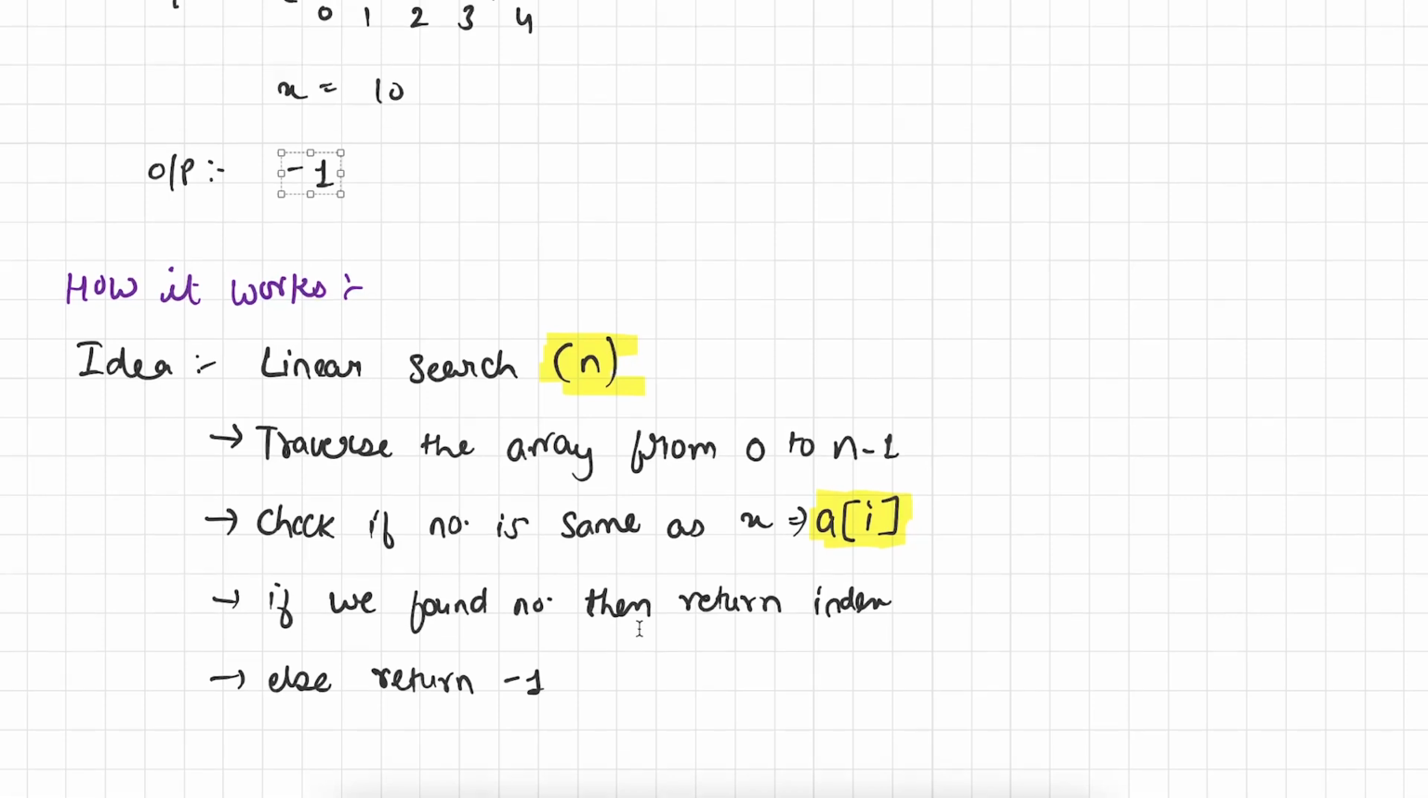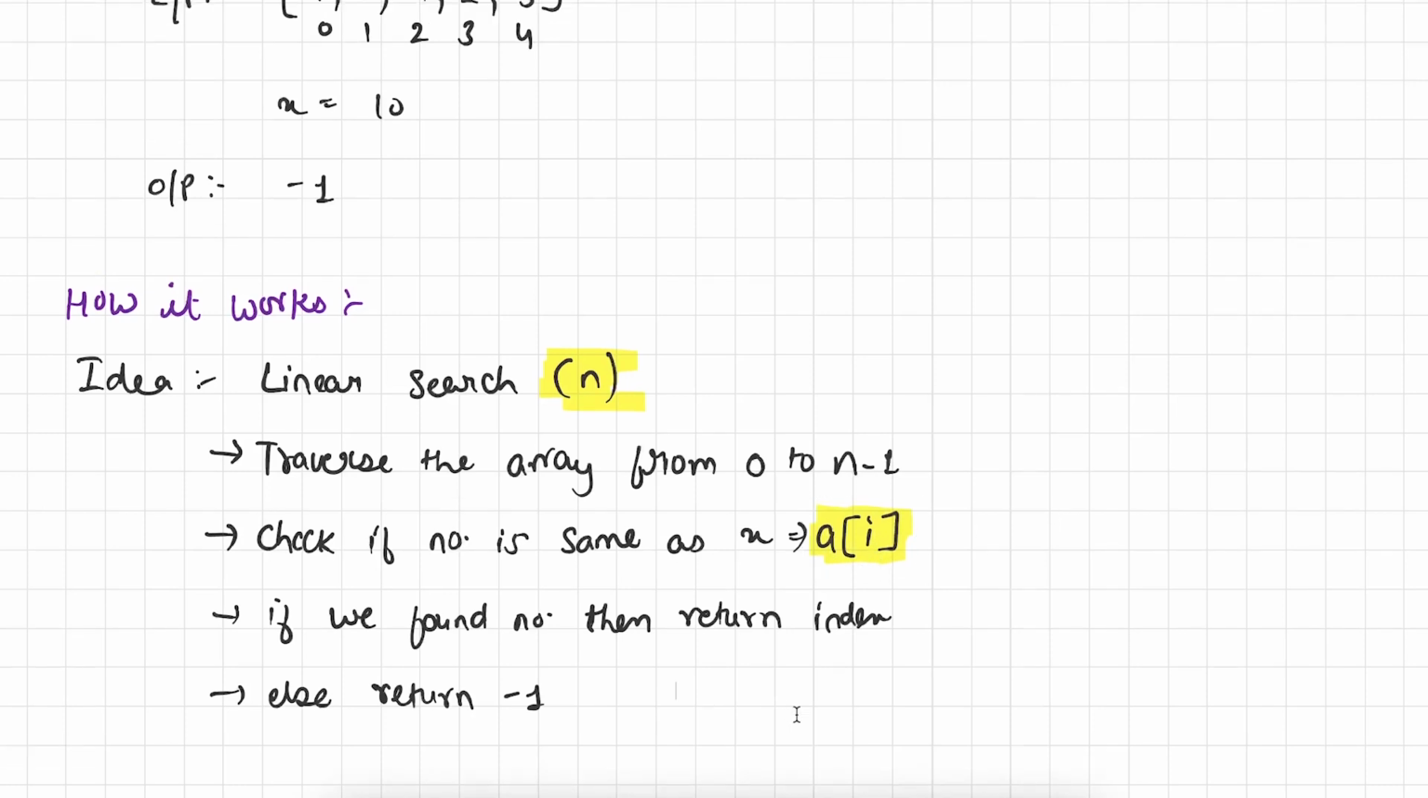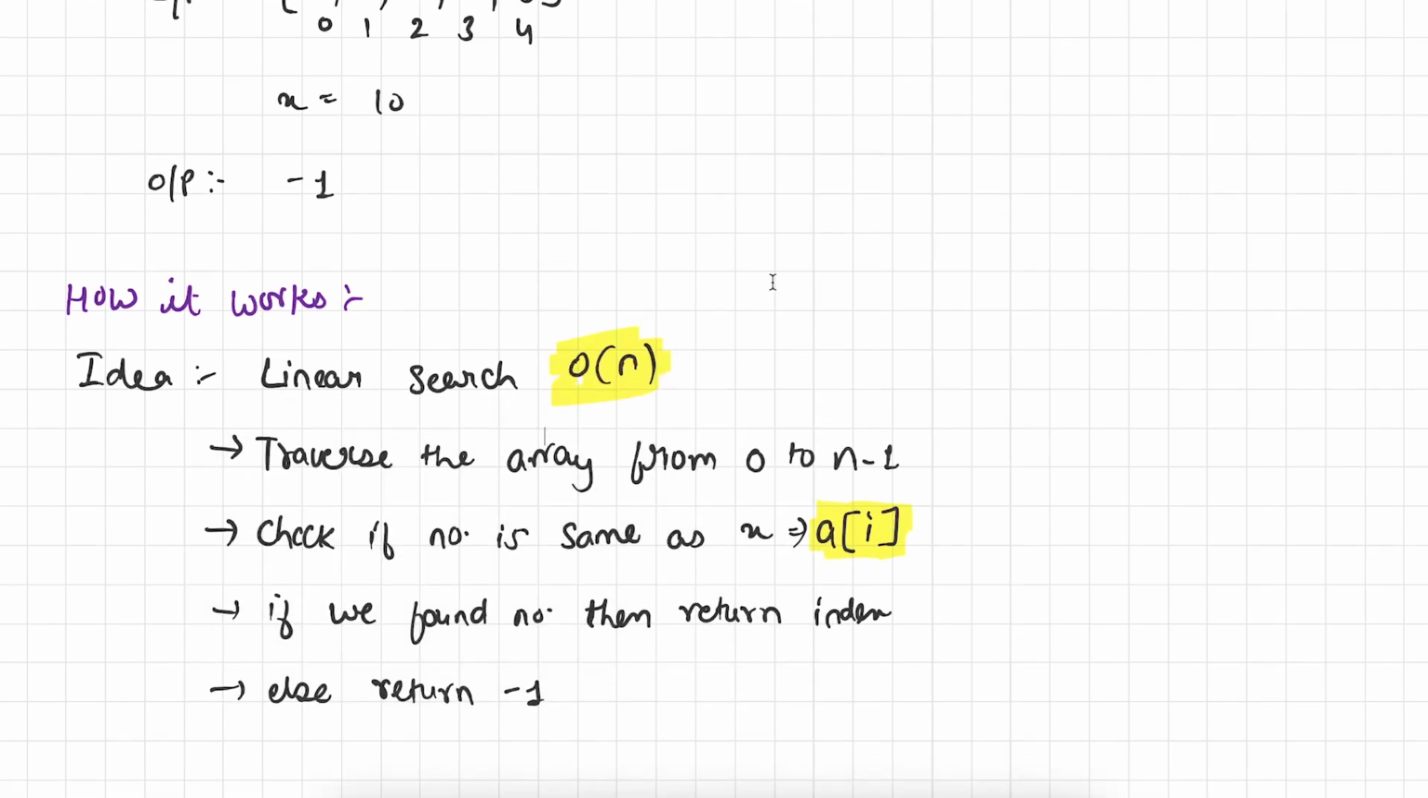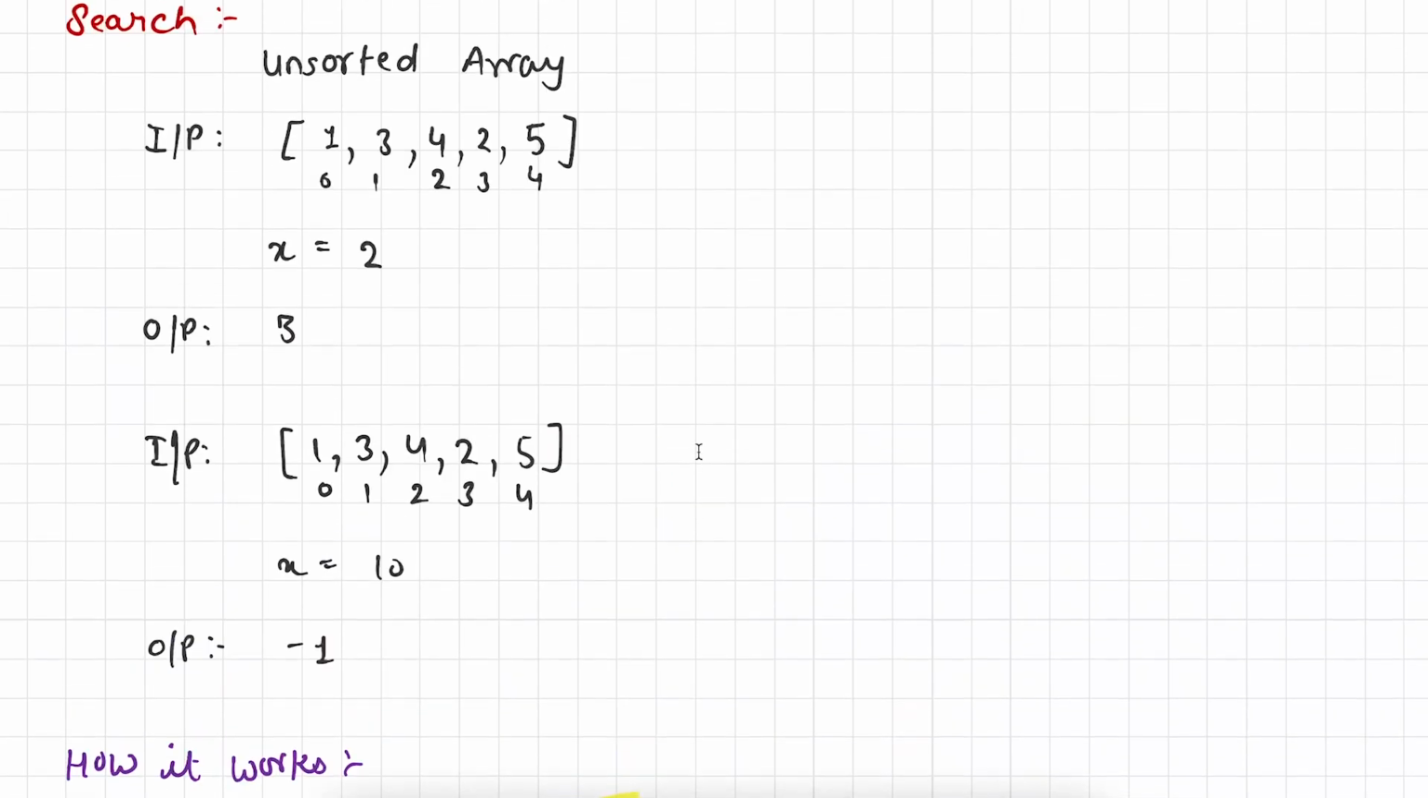And how can we access the element at a specific index? We simply use the square bracket syntax. A is the array and i is the index we are traversing. This solution we call linear search because we are linearly searching from 0 to n-1, and the time complexity of this operation is going to be big O of n. So this is about when we have unsorted arrays.